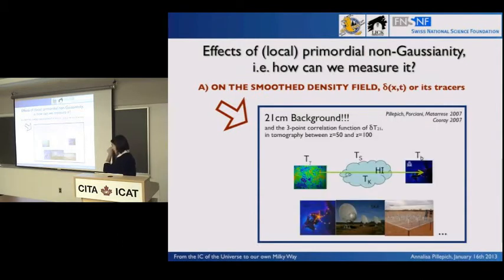In the past, I also checked the effects of primordial non-Gaussianity on another tracer of the field, which is the 21 centimeter fluctuation. We did this abstract experiment of measuring the three-point correlation function of the 21 centimeter fluctuation from very high redshift, from the dark ages, because I didn't want to deal with astrophysical complications. And we came out with extremely good results, because you can do the three-point correlation function in a series of slices in redshift, and you just have to make sure that you're not counting information twice.